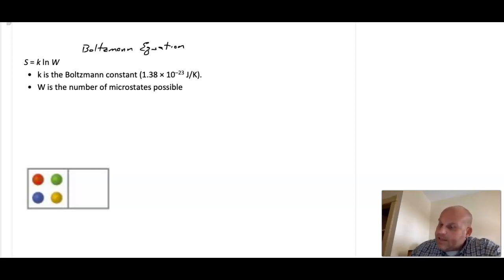We see that S is entropy. We have a constant, the Boltzmann constant, just put a B there. The Boltzmann constant is listed, and then the natural log of W, which is the number of microstates possible here. So I'm going to talk about in a second how we develop this.